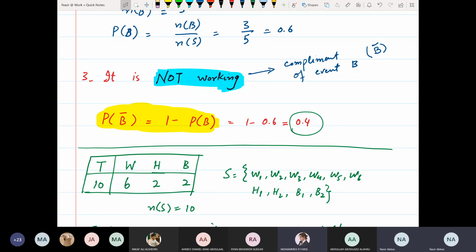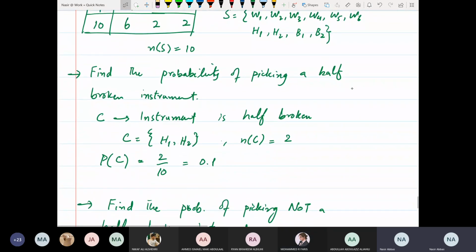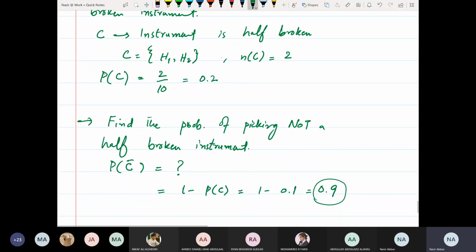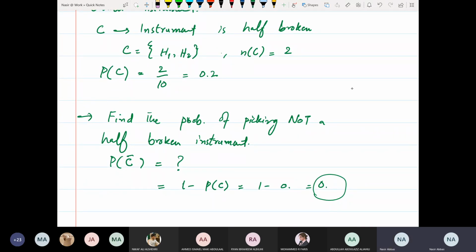Yes, Faris. I think 0.2, not 0.1. 0.2 or 0.1? Ah, thank you. 0.2. Yes, thank you. Yes, Faris, now go ahead with your question.